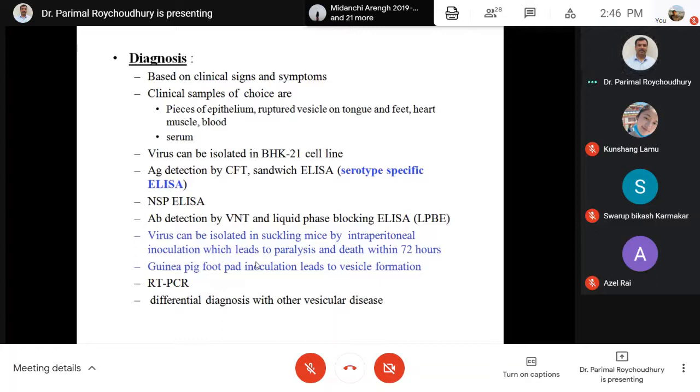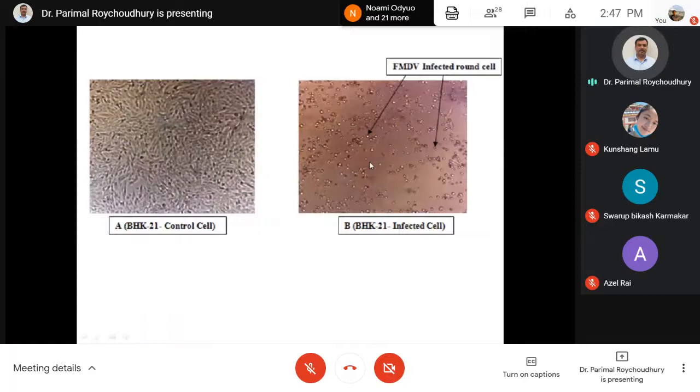Then in a laboratory where cell culture facilities are available, and more particularly at the PDFMD, they go for isolation of the virus in BHK21 cells, and the virus produces a typical cytopathic effect, characterized by total disruption of the cell. Here, this picture shows the normal BHK cells. These are fibroblastic cells, and after, say, 72 hours of infection, these pictures will appear. So total disruption of the cells takes place.